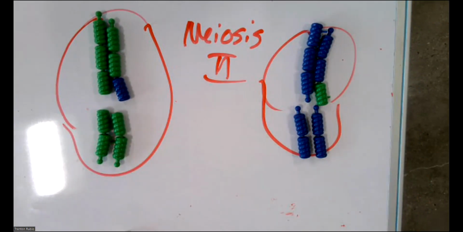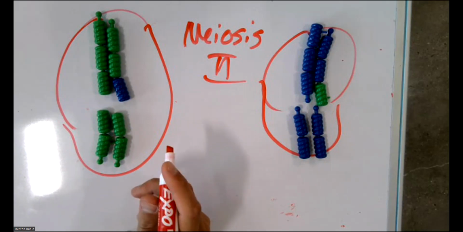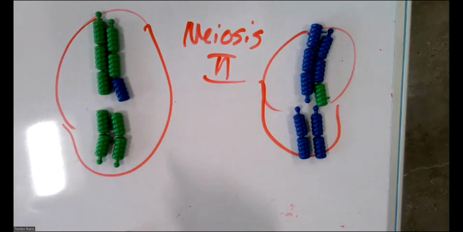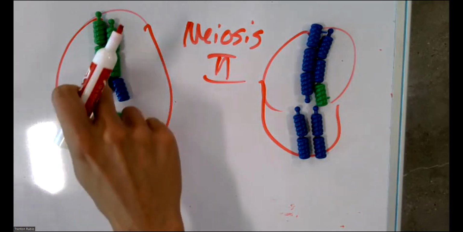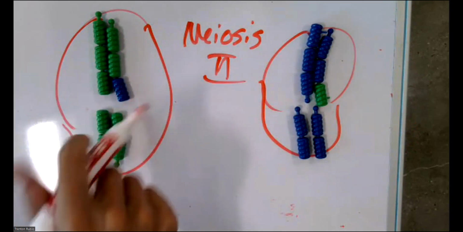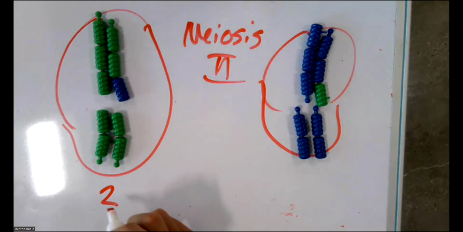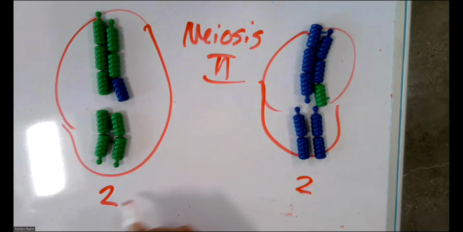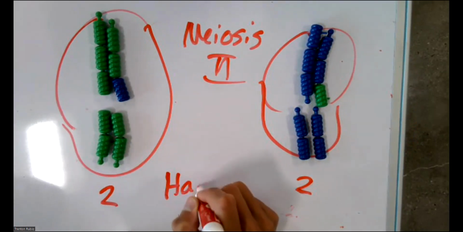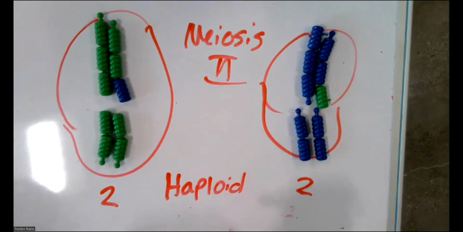If you paused the video and went back to before we split these cells, you'll notice that the number of chromosomes in the original cell was 4. There was 1, 2, 3, 4 that made up the original cell. When they split, now I have 2. So I have half as many chromosomes per cell as the original cell. This is why these are now haploid.